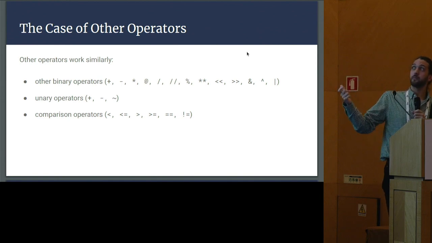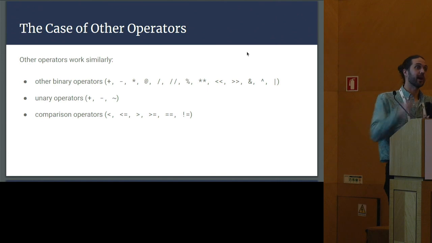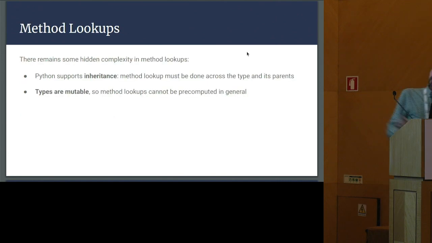And basically, all arithmetic operations, unary operators, and comparisons are done the same way. But the name of the method, for example, will change. So for addition, we have double underscore add, but for subtraction, we will have double underscore sub. And there is one last complexity which I need to mention.